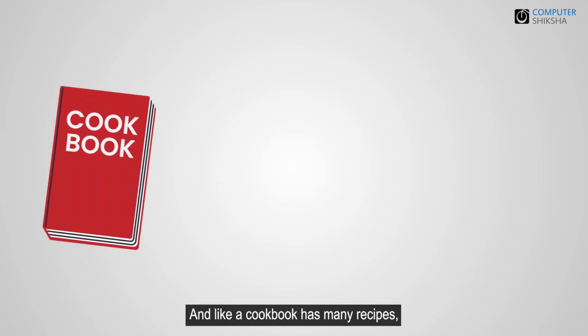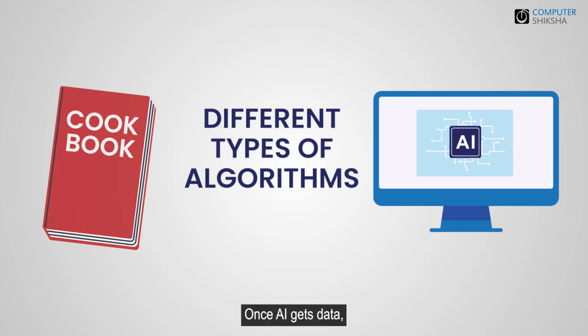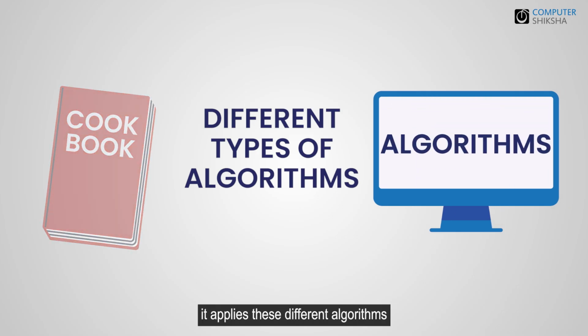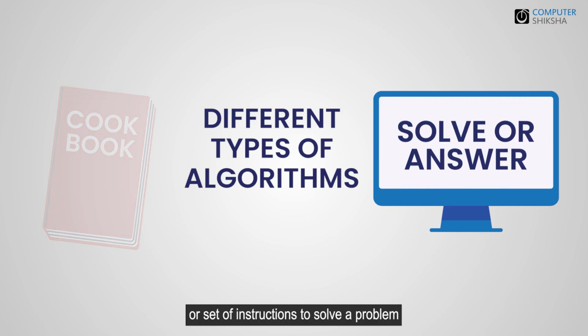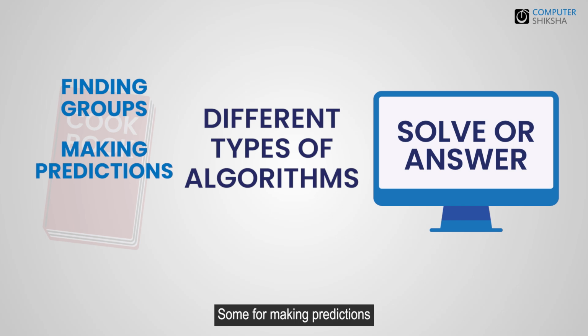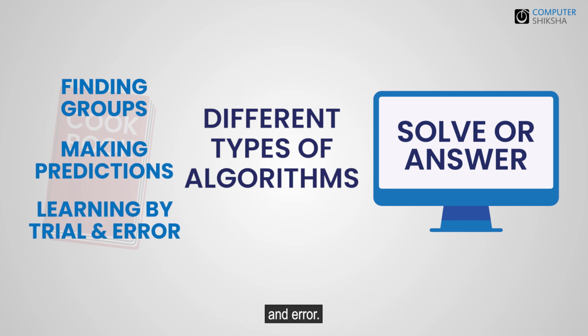And like a cookbook has many recipes, there are also many different types of algorithms. Once AI gets data, it applies these different algorithms or set of instructions to solve a problem or answer a question. Some algorithms are used for finding groups, some for making predictions, and some for learning by trial and error.